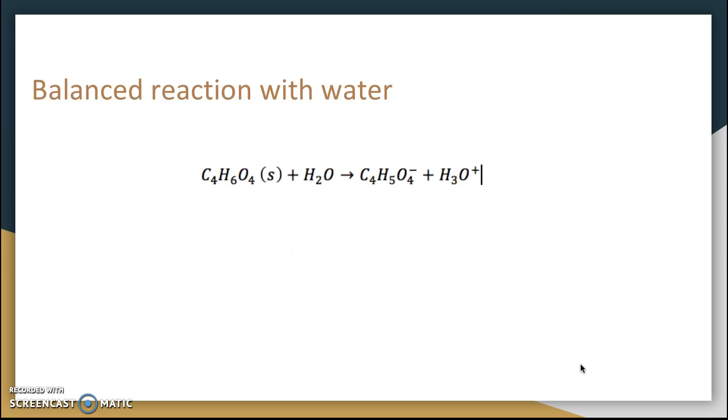Then now that I have the compound, I can write out the balanced reaction with water. And we see the 2 reactants, our butanedioic acid C4H6O4 plus the other reactant water, it formed the product C4H5O4 minus. So we see that it's kind of donated an H, and then it has also formed H3O plus.